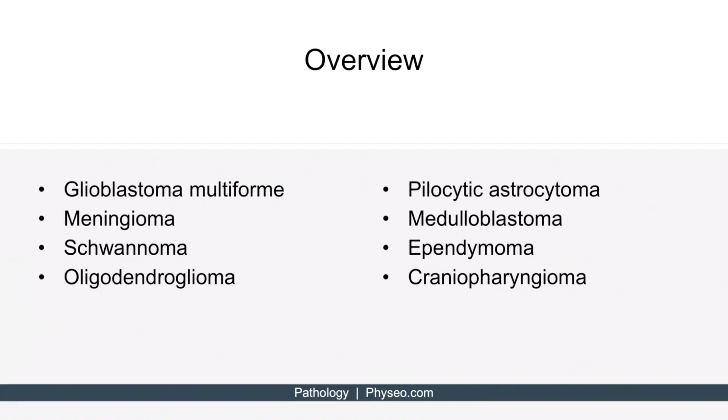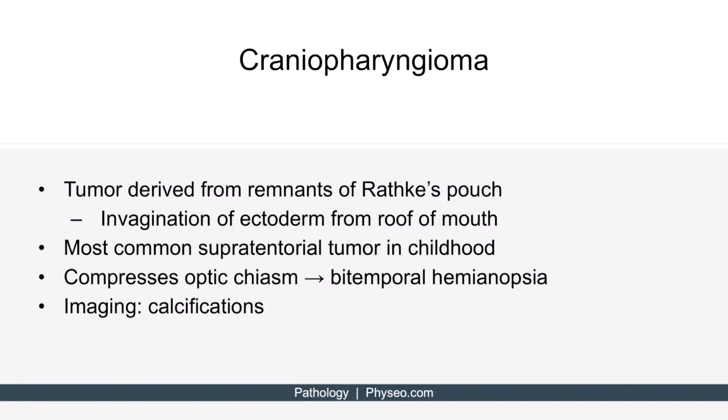All right, the last topic we'll discuss is craniopharyngioma. This is a tumor that's derived from the remnants of Rathke's pouch, which, recall, is an invagination of ectoderm from the roof of the mouth. It's the most common supratentorial tumor in childhood and frequently compresses the optic chiasm, leading to bitemporal hemianopsia. On imaging, calcifications can be observed.